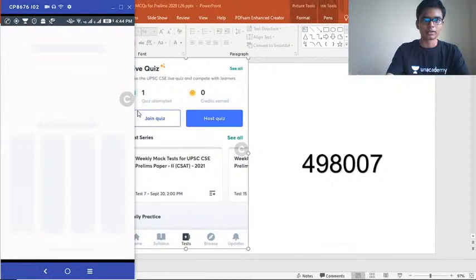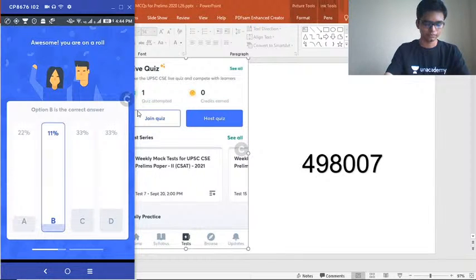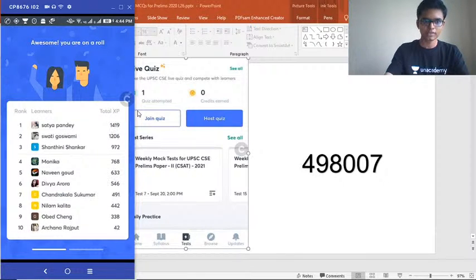So yeah, done. Correct answer is option. And Satya at the top, Swati second, Shantini third at the moment.